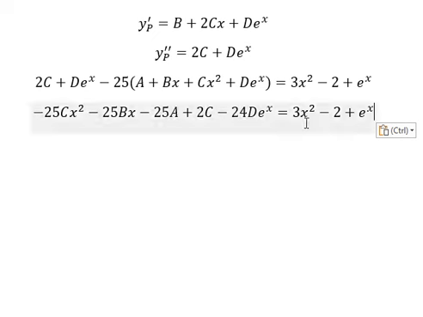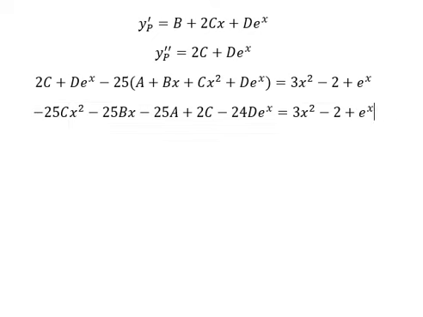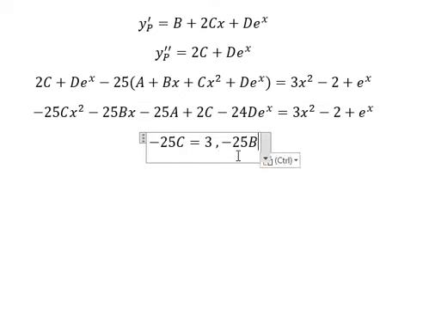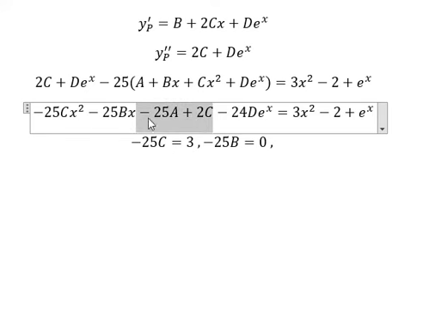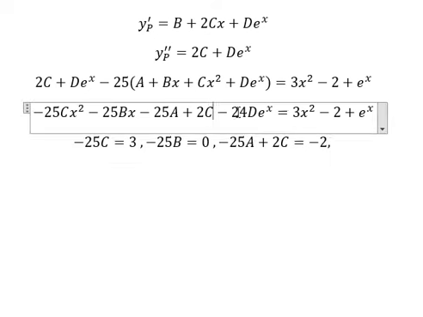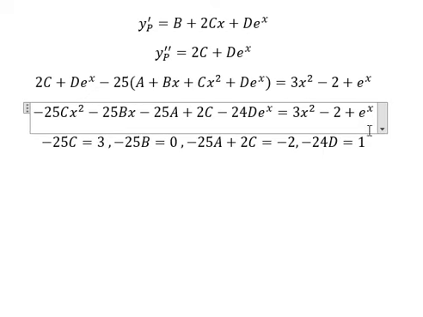Next, we have s squared and s squared, so we have negative 25c equals 3. We don't have s, so negative 25b equals 0. About the numbers, we have this one equals negative 2. About this one, we have negative 24d equals 1, because the coefficient of this one is 1.